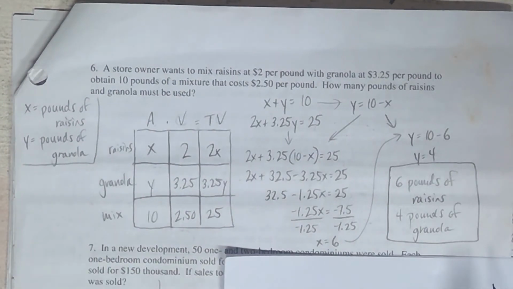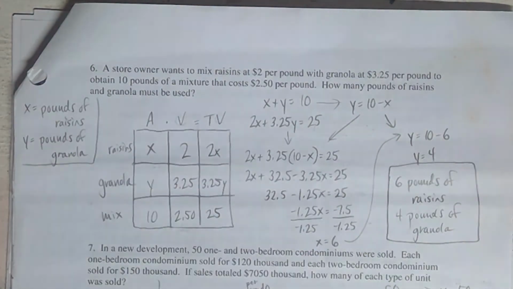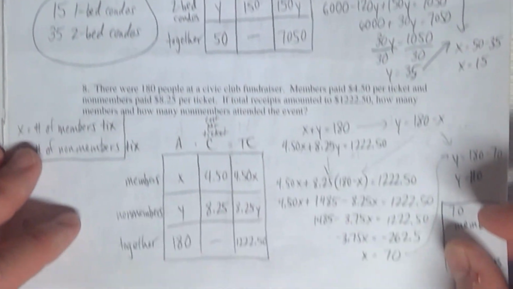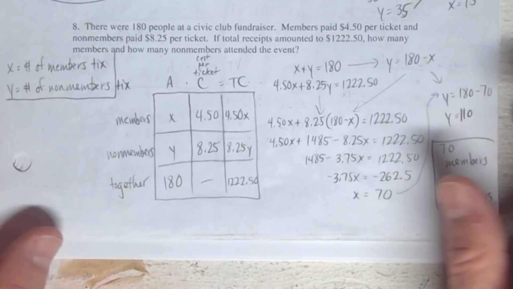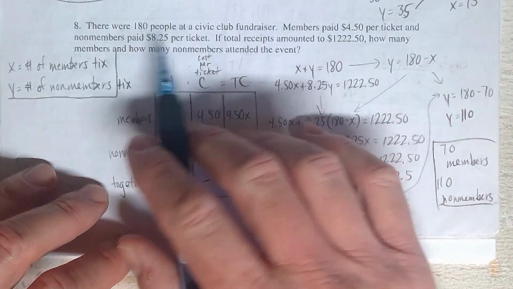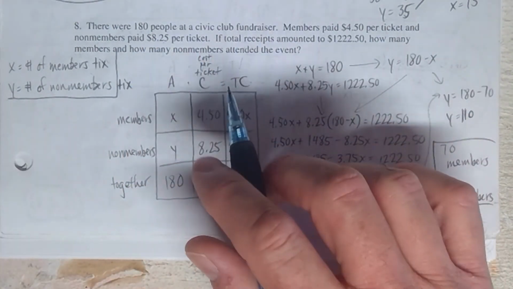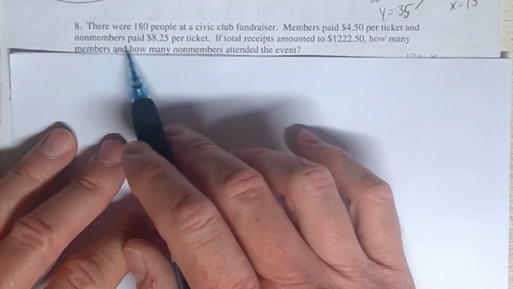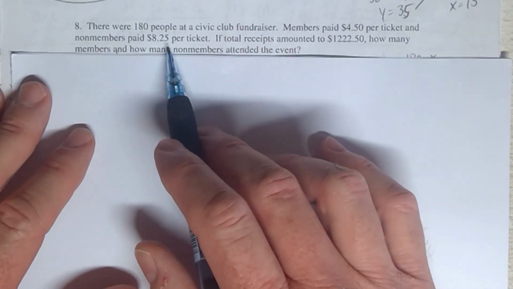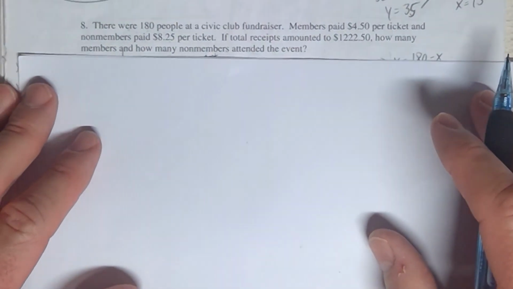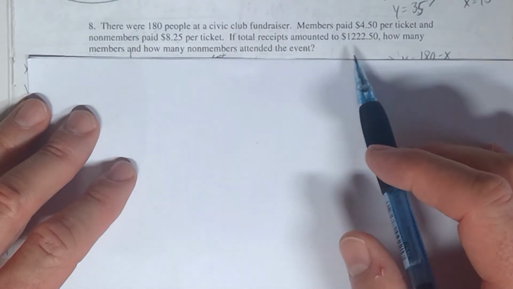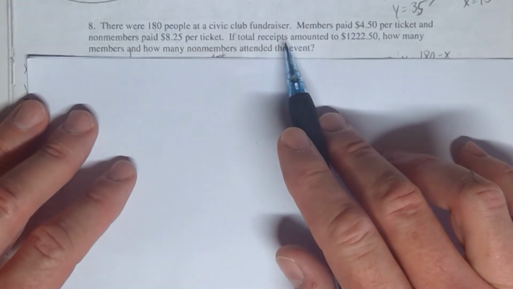In number 8, let's go ahead and jump down to that here. There were 180 people at a fundraiser. The members paid $4.50 a ticket. Non-members paid $8.25 per ticket. So we got that cost per ticket set up there. If the total receipts amounted to $1222.50, in other words, total sales, same thing.